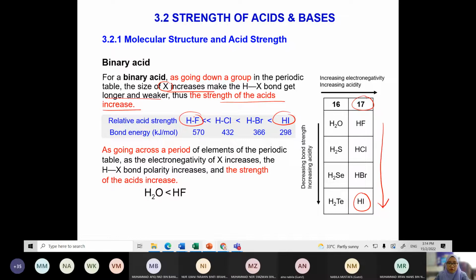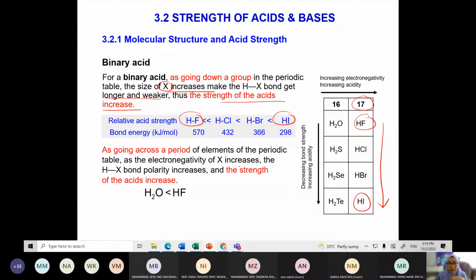HF is the smallest in terms of molecular structure. So the smaller it is, it means the atoms are close, the bond becomes shorter. Shorter as in the attraction between the two atoms is stronger. When it is stronger, it does not want to let go of the hydrogen. So if it does not want to let go of the hydrogen, how can you produce an acid? Alright, so that is going down the group.